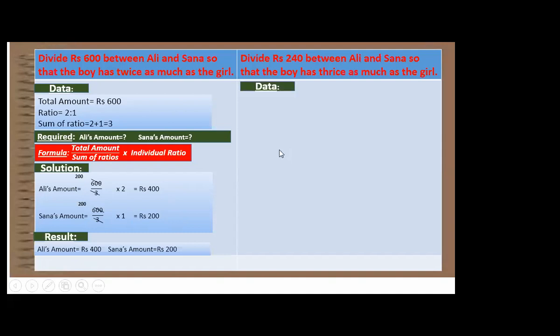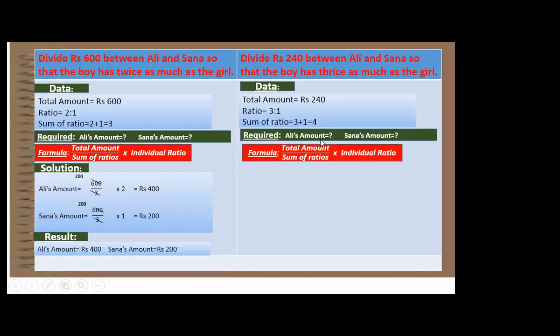Here the total amount and the ratios are 3 ratio 1. Why? Because the boy gets thrice. Thrice means 3 ratio 1. So what is required? Required will be Ali's amount and Sana's amount. In the solution, beta, the individual ratio becomes 3 for Ali and 1 for Sana.